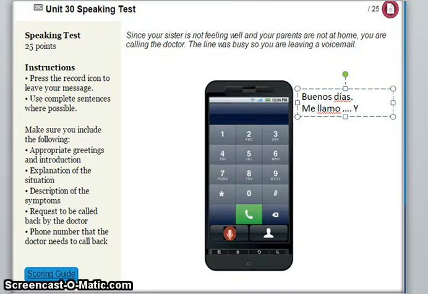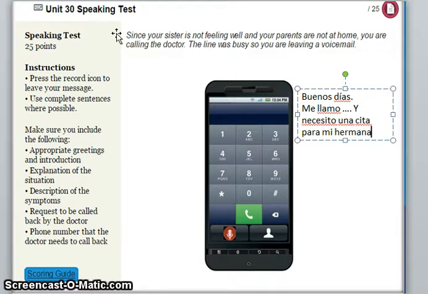And then I'm going straight from our vocabulary list. Necesito una cita para mi hermana. So I need an appointment for my sister. Okay, so those are the first two bullet points.